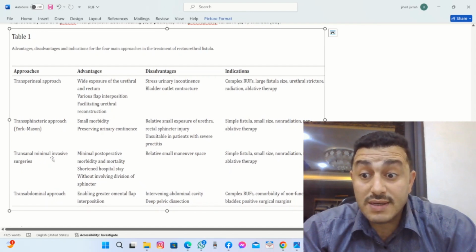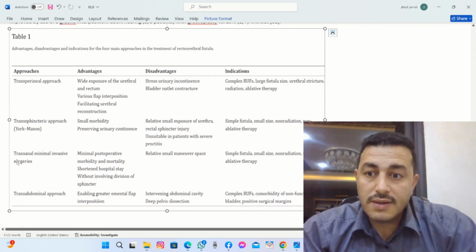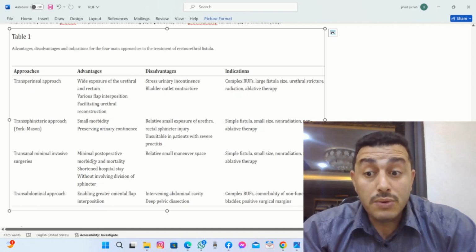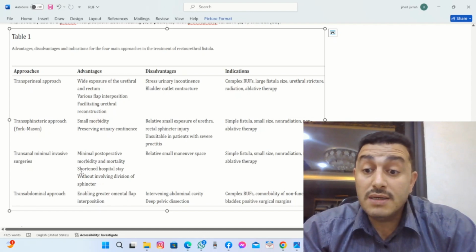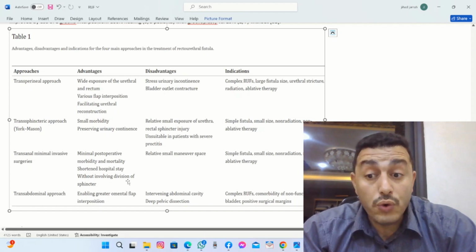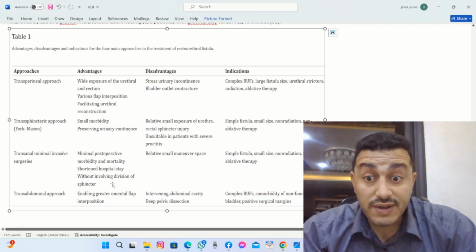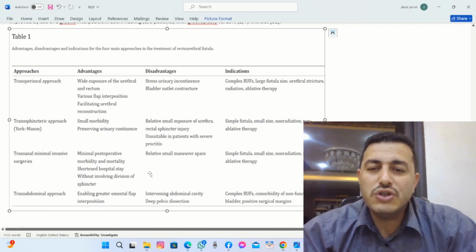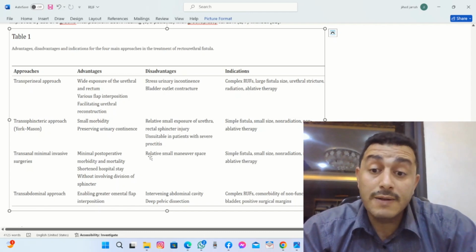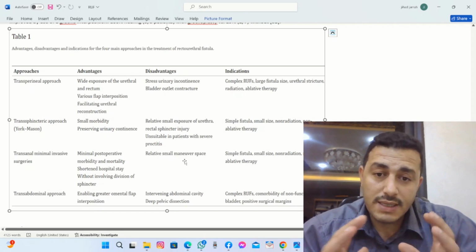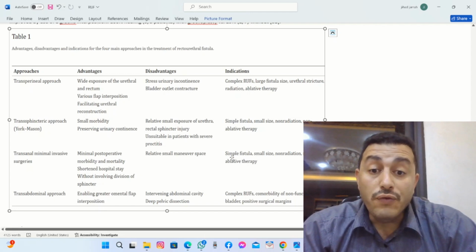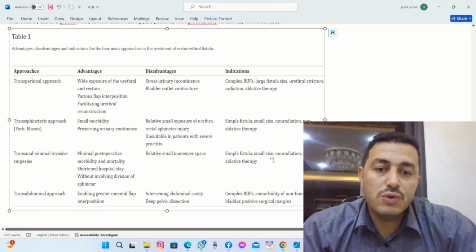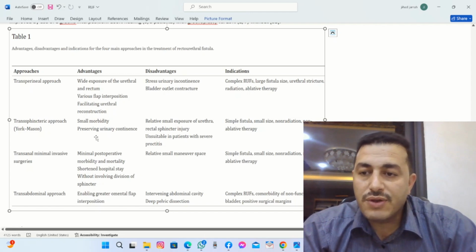For example, the transanal approach, its advantage: minimal post-operative morbidity, mortality, short hospital stay, doesn't require division of the sphincter. It's stretching of the sphincter. This is transanal. Of the disadvantage, relatively small space to work in. Of the indication, we said simple fistula, small size, non-radiated, no ablative therapy.